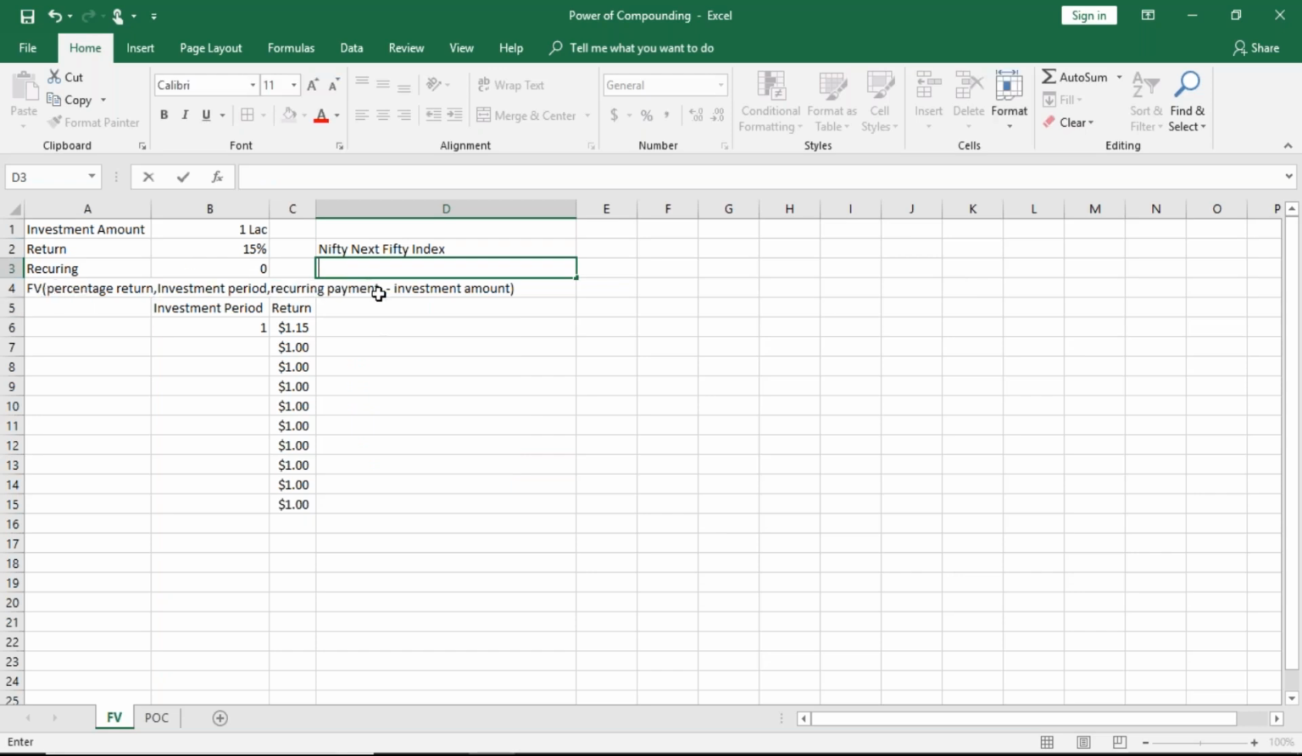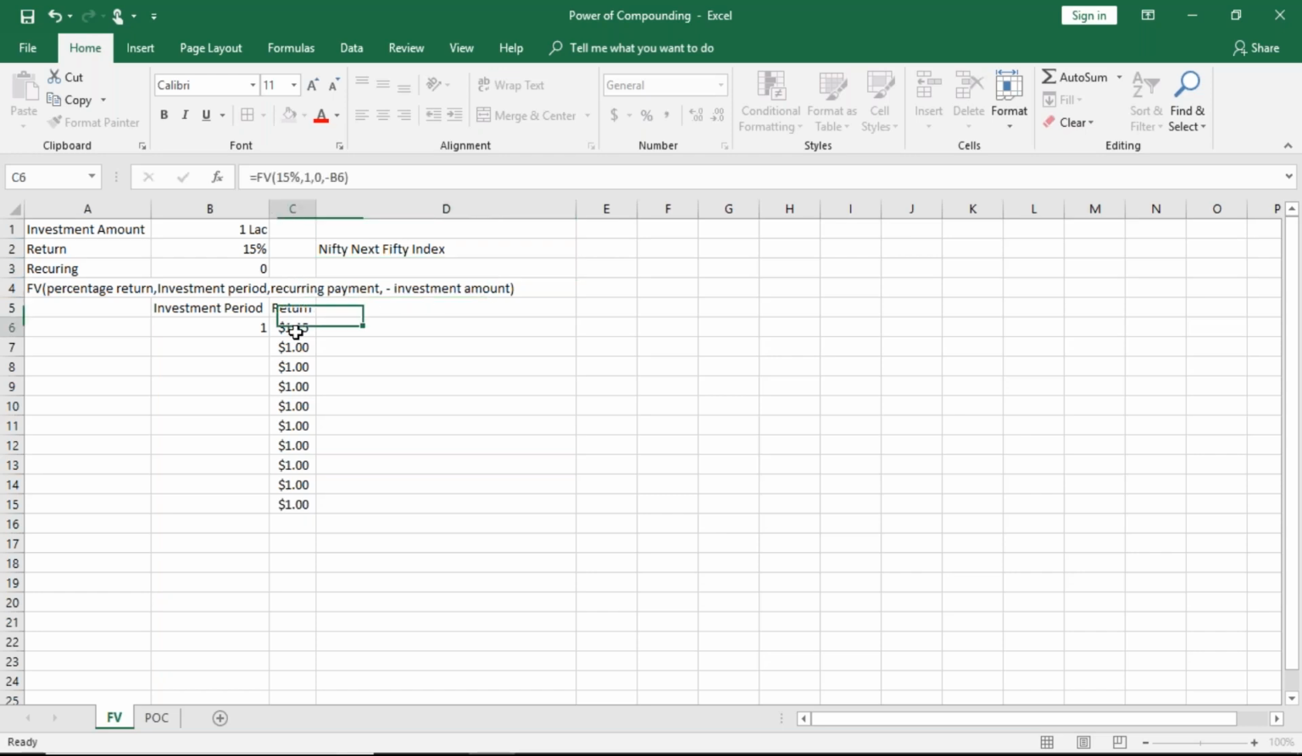And what I've done is I've taken the percentage as a 15% return. For the investment period, I wanted to do it for 1 year, 2 years, and so on, to see how much I would earn. For the recurring payment, I will not do any recurring payment, I'll just keep it zero. And for the investment amount, I just want to invest 1 lakh.